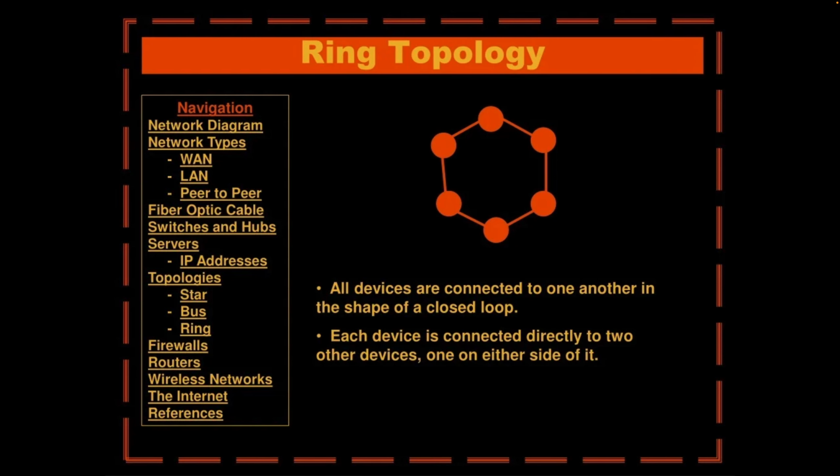Next, we have ring topology, and it's exactly what it sounds like. All devices are arranged in a circle. Each computer connects to two computers next to it, forming an entire loop. Data travels around the ring in one direction until it reaches the right computer. It's like passing a note around in a circle of people until it gets to the right person.